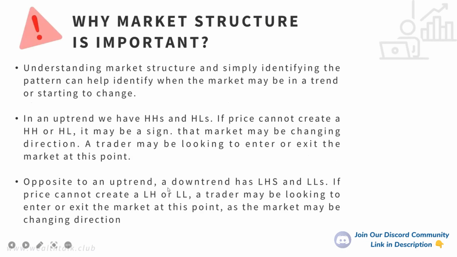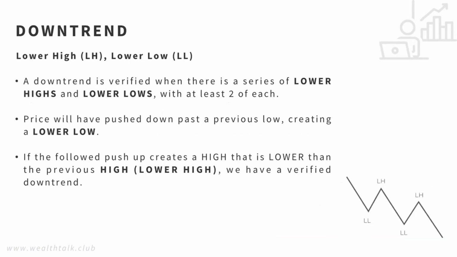Opposite to an uptrend, a downtrend has lower highs and lower lows. If price cannot create a lower high or lower low, a trader may be looking to enter or exit the market at this point, as the market may be changing direction. If you look at the market in a downtrend, the market is creating lower highs and lower lows. So there is a series of lower highs and lower lows at the moment.